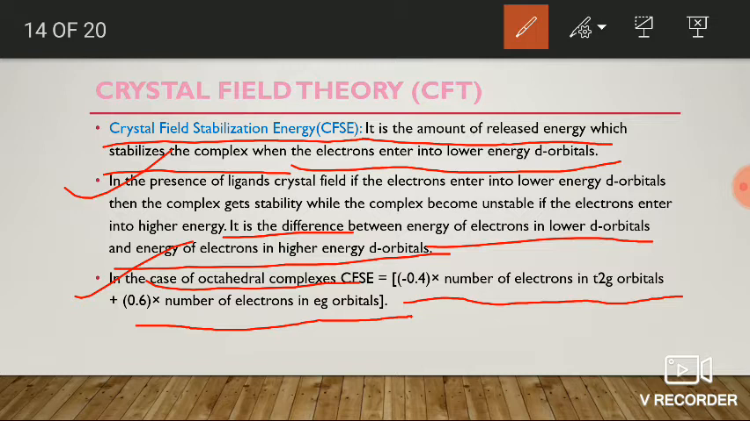crystal field stabilization energy for octahedral complexes, whether in the presence of strong field or weak field ligands. In the presence of strong field ligands, the energy separation, that is delta O, is high. Strong field, it is very high. In the case of weak field, the separation is somewhat less. It is less in the case of weak field than in the case of strong field. Okay, fine.